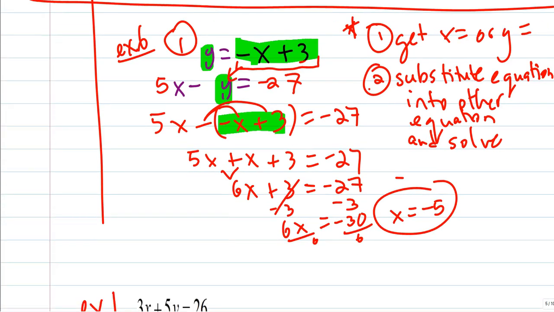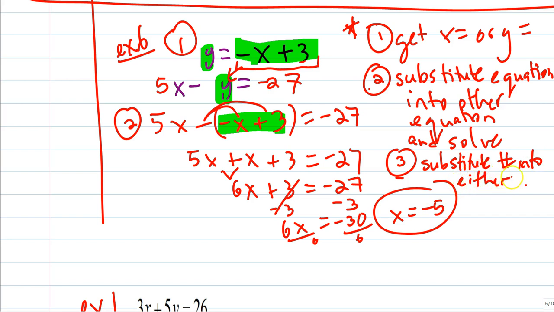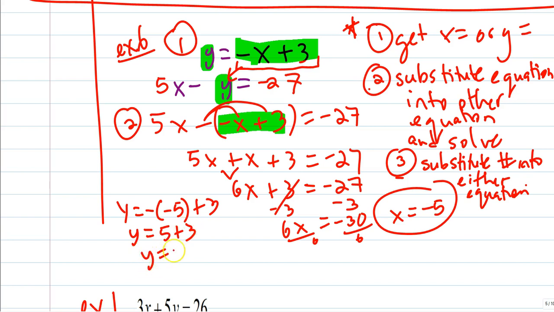What do I do with that? That, by the way, was all step 2. What do I do with that negative 5? Well, step 3, we substitute the number into what? Either equation. And solve. So I'm going to put this negative 5, if you don't mind, into that top equation. Y is equal to negative 5 plus 3. Negative negative 5, y is equal to 5 plus 3, y is equal to 8.